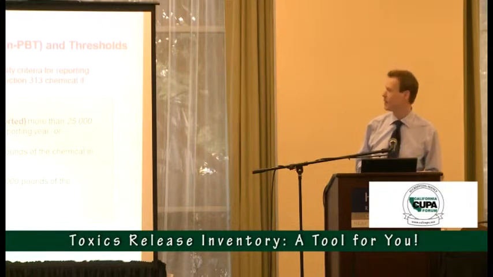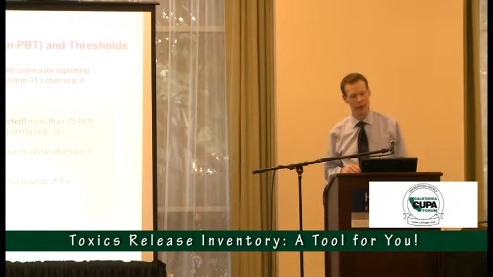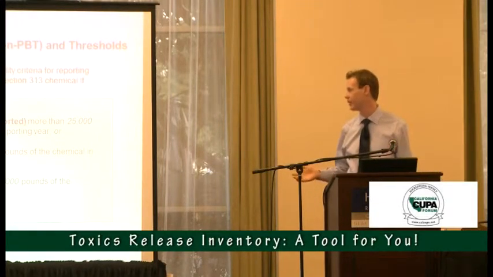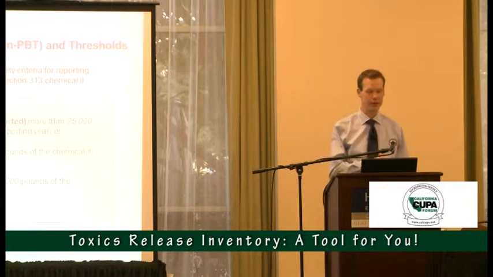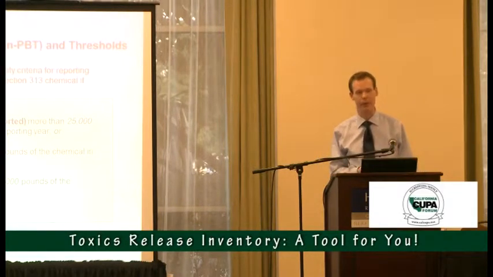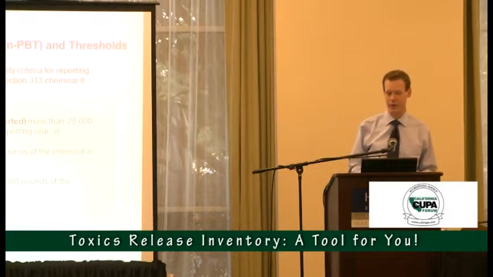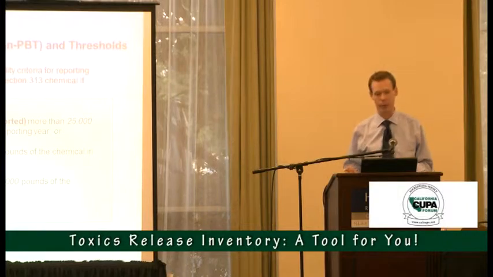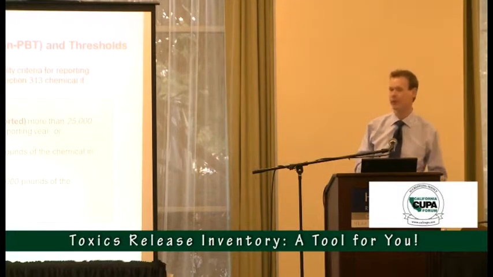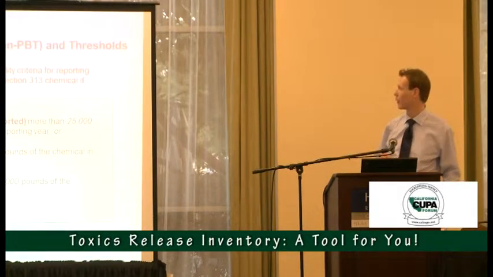So for the non-PBT chemicals, we look at different thresholds. For manufacturing and for processing, if the facility manufactures or processes over 25,000 pounds of a non-PBT chemical during the reporting year, then it's said that they are exceeding threshold and they would be required to report. For otherwise use of non-PBT chemicals, there's a lower threshold, and that's 10,000 pounds during the reporting year.